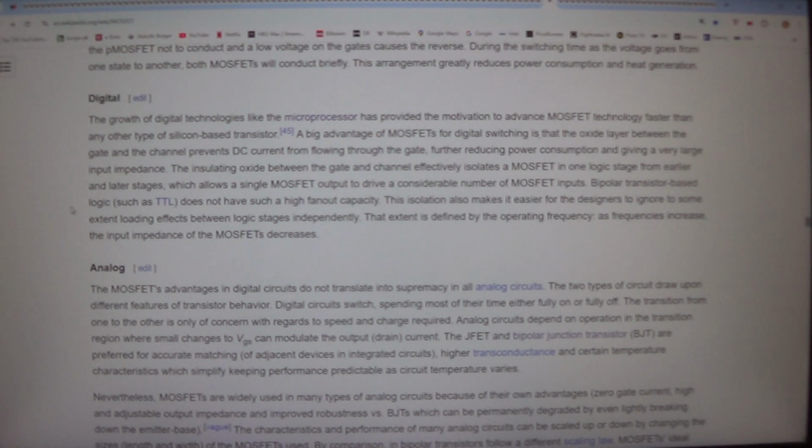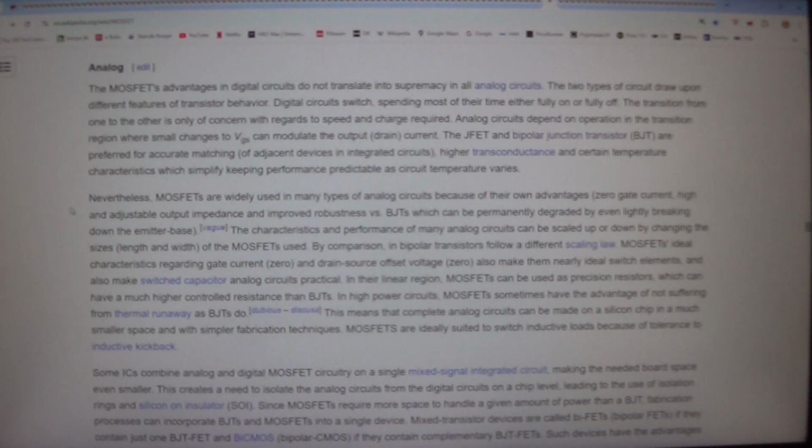Bipolar transistor-based logic, such as TTL, does not have such a high fan-out capacity. This isolation also makes it easier for the designers to ignore to some extent loading effects between logic stages independently. That extent is defined by the operating frequency. As frequencies increase, the input impedance of the MOSFETs decreases.